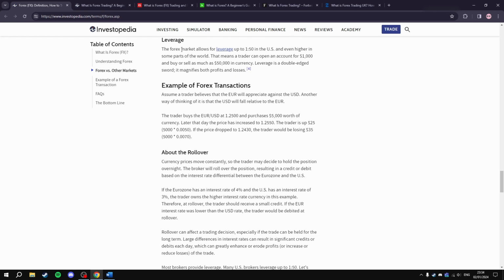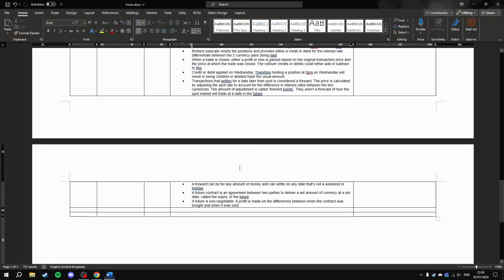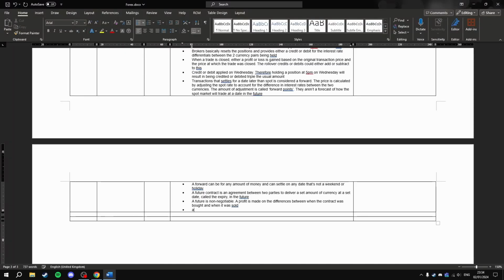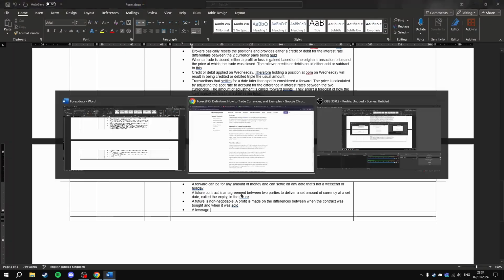You can trade any time of day. The exception is on weekends or when no global finance is open due to a holiday. Leverage. The Forex allows leverage up to 1 to 50 in the US, even higher in some parts of the world. That means a trader can open an account for $1,000 and buy or sell as much as $50,000 in currency. Leverage is a double-edged sword. It magnifies both profits and losses. Oof.